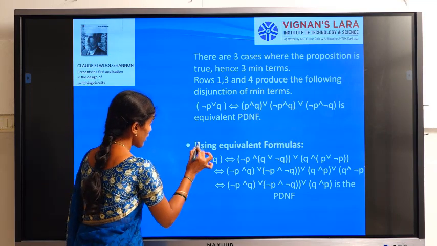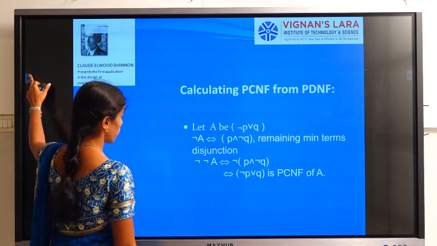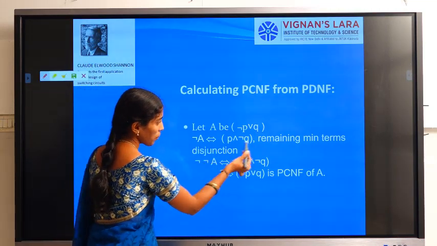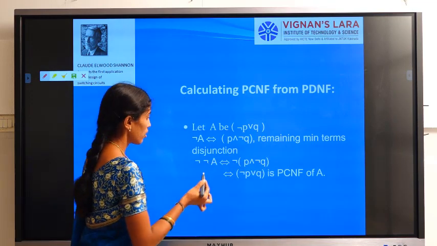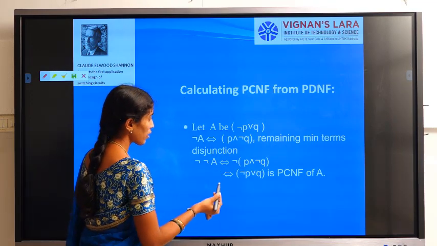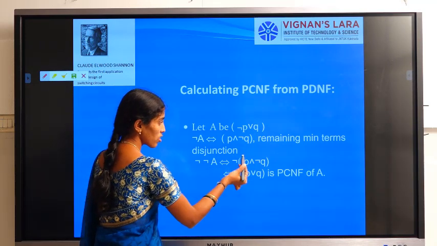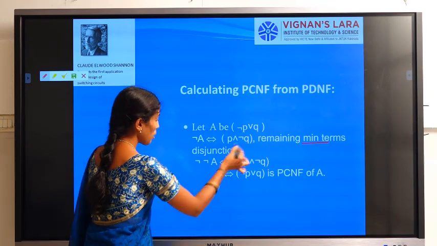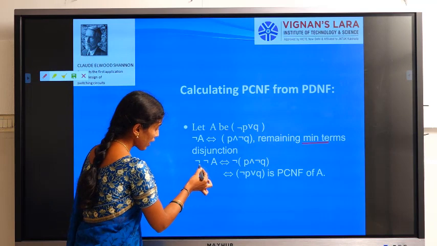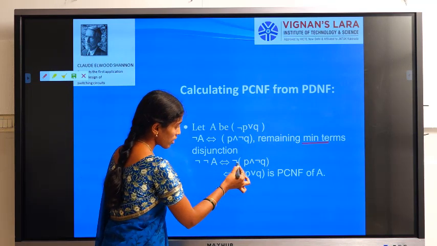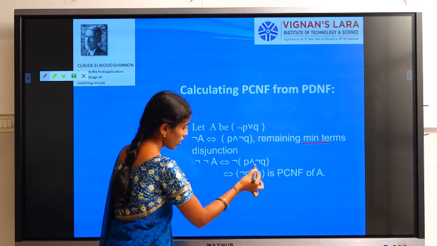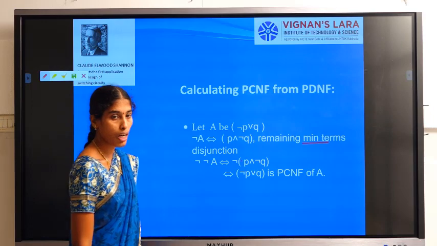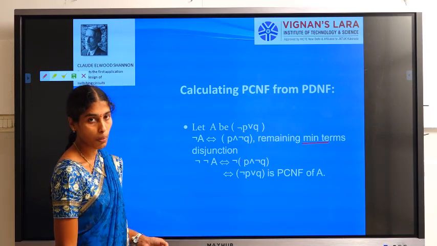So negation A is the remaining min terms. Here only one min term is there, so we write it as it is: the disjunction of remaining min terms. Then we apply negation again for this one. Here negation is there. Take this negation inside the brackets. So it becomes negation P or Q by using De Morgan's law, which is the PCNF of the given proposition.